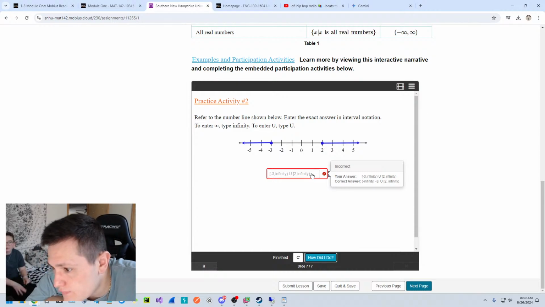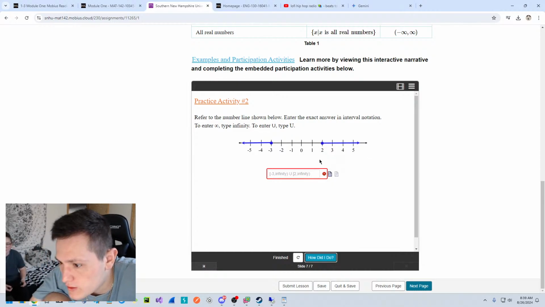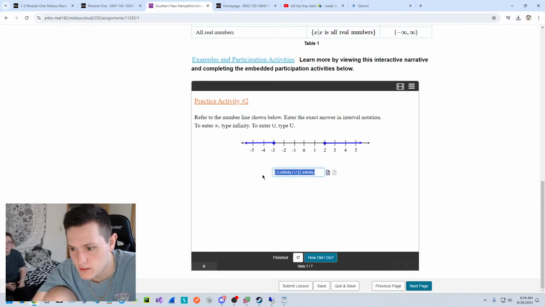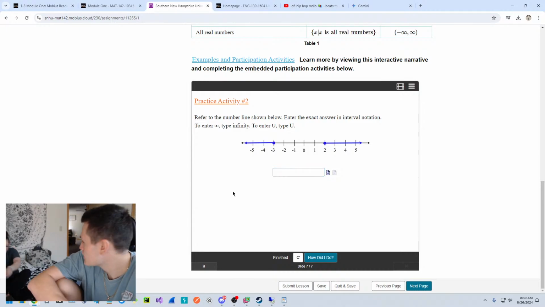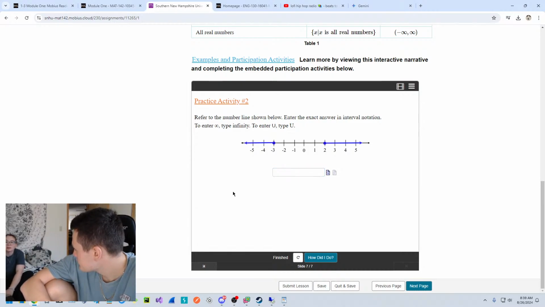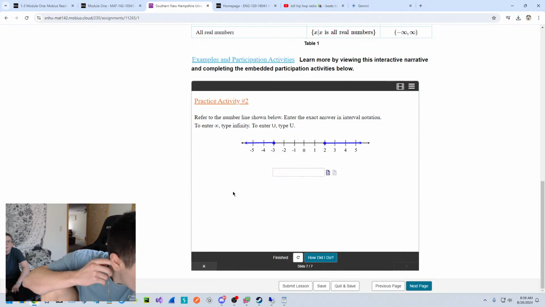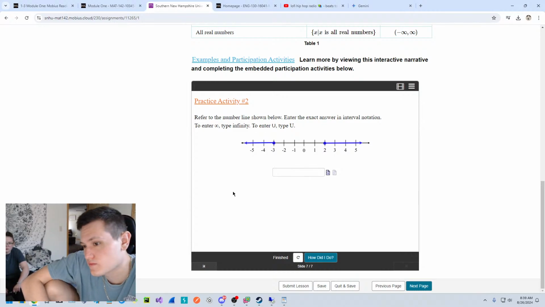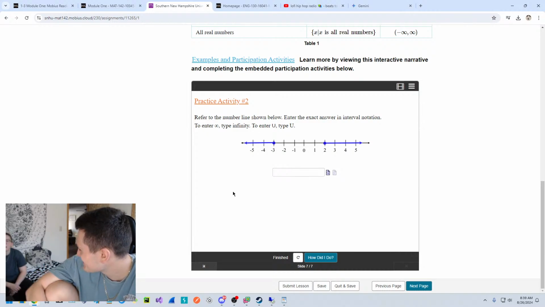Oh, I can help you on this. Alright, answer this real quick then. Refer to the number line shown below. Enter the exact answer in interval notation. To enter infinity, type infinity; to enter union, type U. X is all real numbers. Did you write down all the real numbers? I don't think you're understanding.